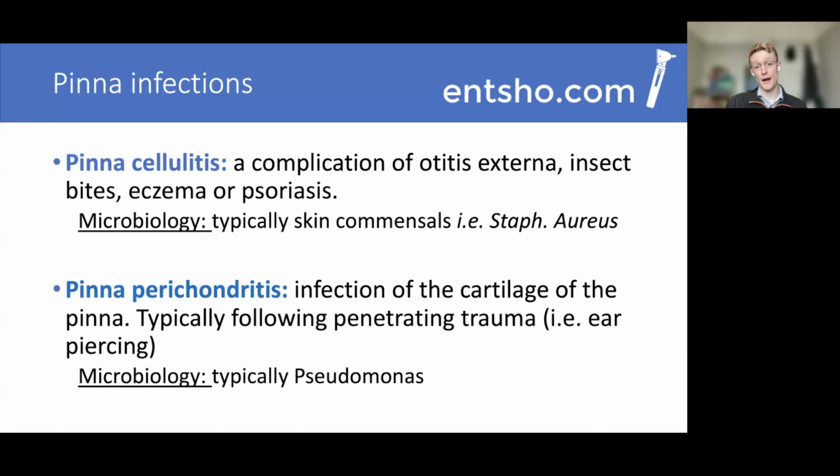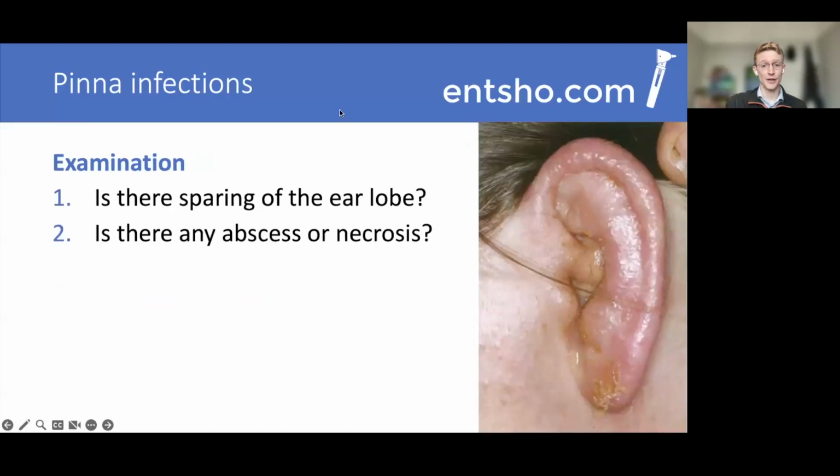Whereas pinna perichondritis, on the other hand, is infection of the ear cartilage. This typically involves some kind of penetrating trauma of the cartilage, such as an ear piercing. And the bug in question is normally Pseudomonas. Now, how do you tell them apart? The big thing is that pinna perichondritis is typically earlobe sparing.